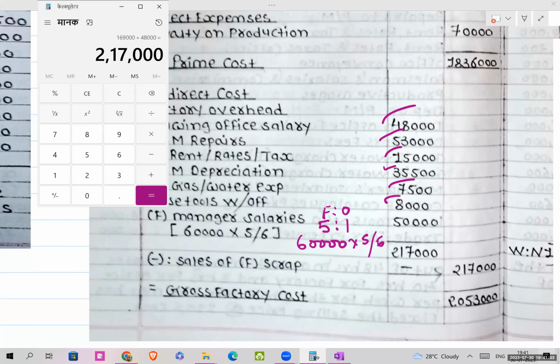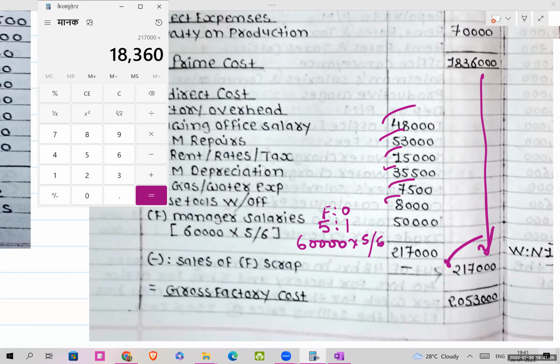So 2,17,000 less sale of factory scrap, which is not given. Please follow the detailed format of cost sheet. Anything which is not mentioned, just put a dash there. Okay? Yeah. So 2,16,000. This I will add to the previous total of prime cost.